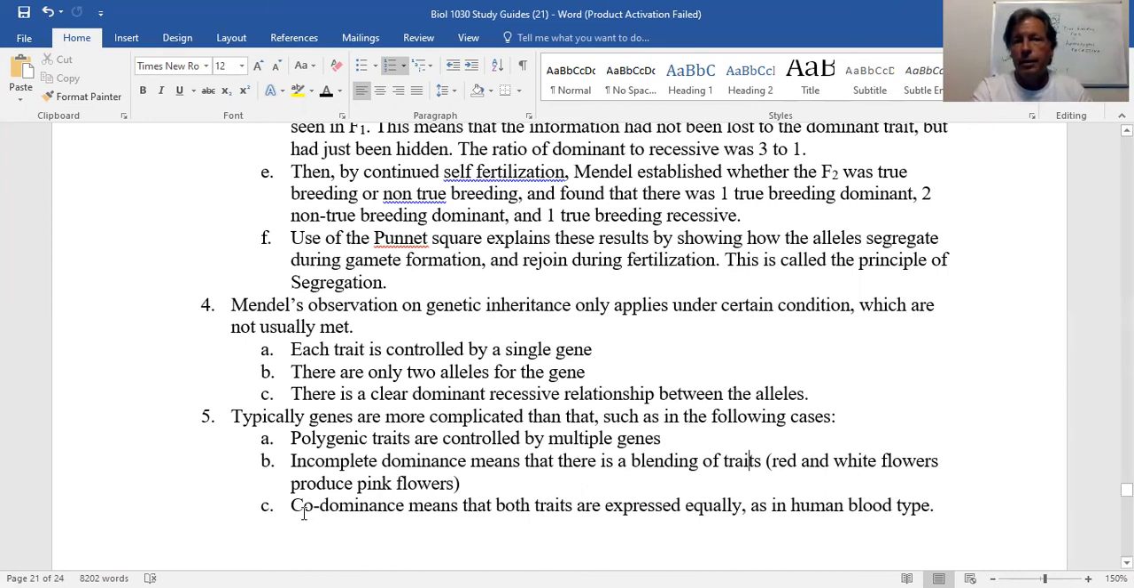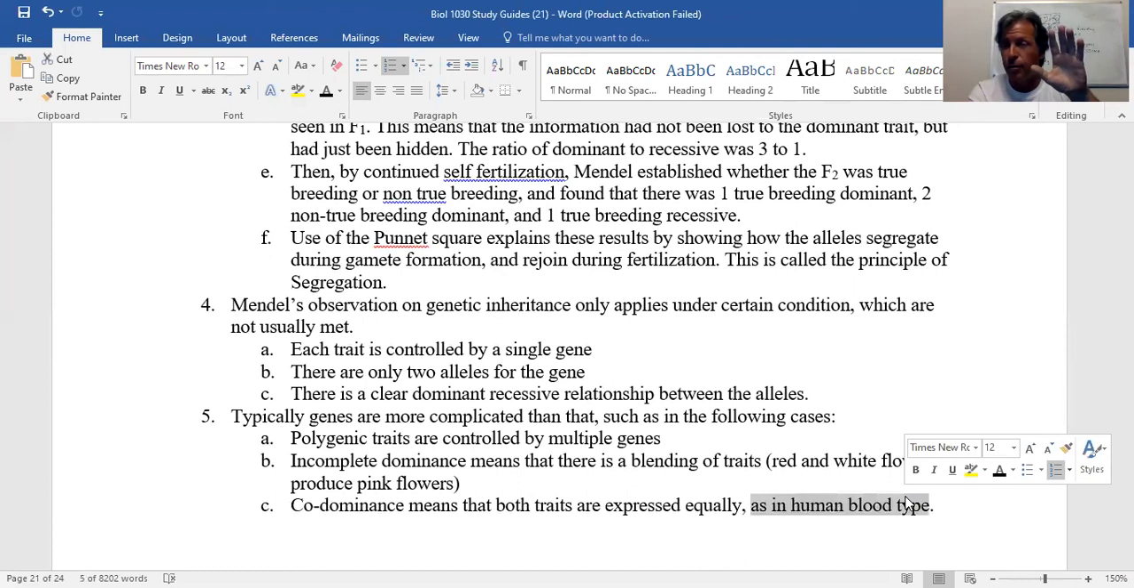Now, that's a little different, and we're not going to get into the details. I just want you to know this term now. In codominance, both traits are expressed equally. And where do we see that? Human blood type. Once again, I can be type A, I can be type B, or I can show both A and B. So that's different from pink. Red and white giving pink is a blending. A and B giving AB, you're seeing both of them. You're not seeing some weird mishmash of those blood types. You're seeing the type A and the type B.